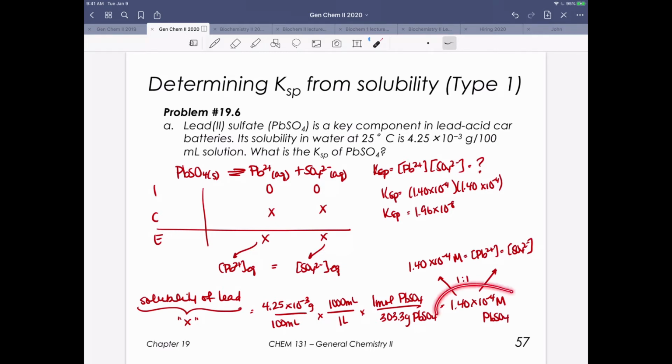Doing so gives us the concentration of lead, or the solubility of lead in water, as 1.4 times 10 to the minus fourth molar. That's equal to each of these concentrations at equilibrium. And so we're really then just multiplying these two values together to get the KSP value.